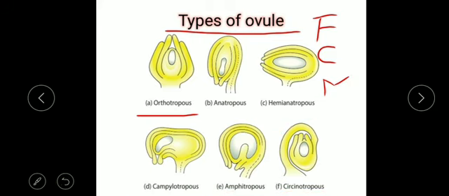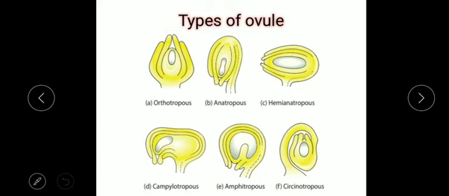Okay, I hope you understood all these things. And one more thing you have to remember: the embryo sac structure is yet to be explained, but I will be explaining it in the next video lecture.